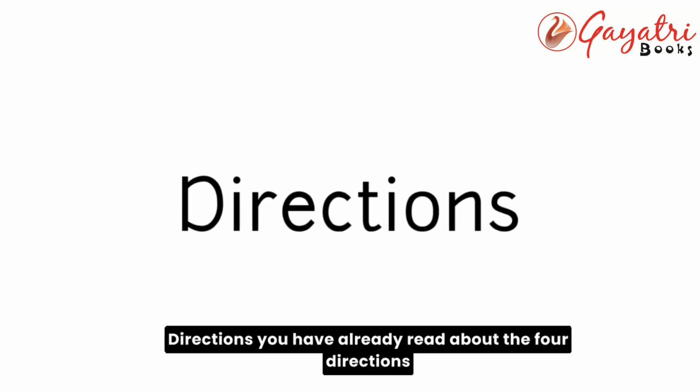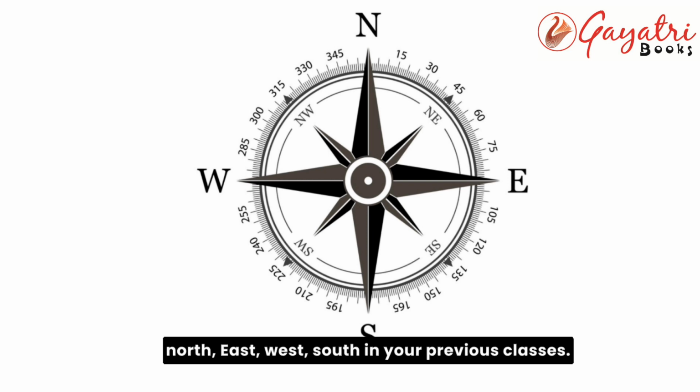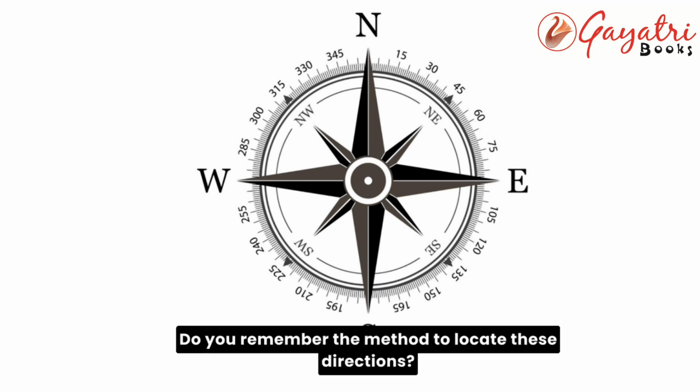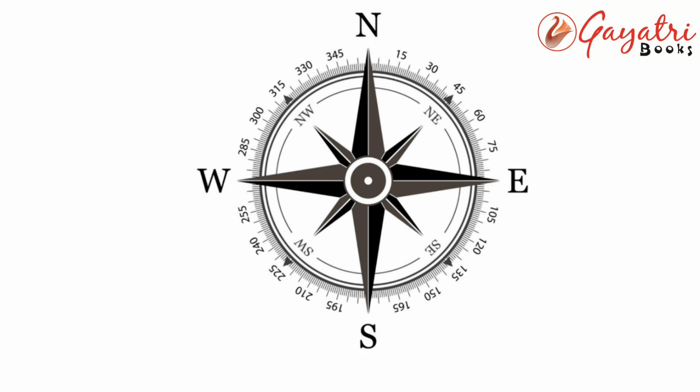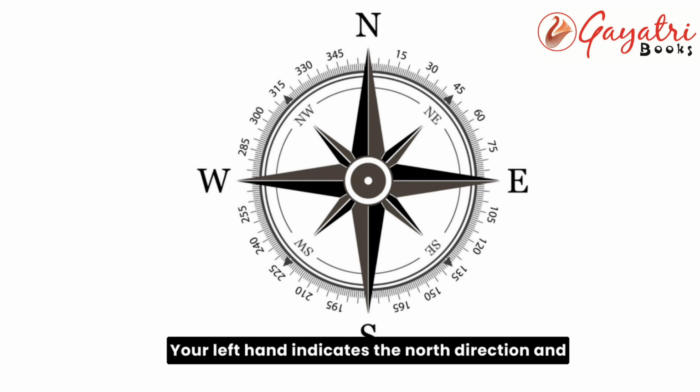Directions. You have already read about the 4 directions, north, east, west, south, in your previous classes. Do you remember the method to locate these directions? Let us recall it. If you stand facing the rising sun, then you are looking at the east. The west is behind you. Your left hand indicates the north direction and your right hand points to the south direction.